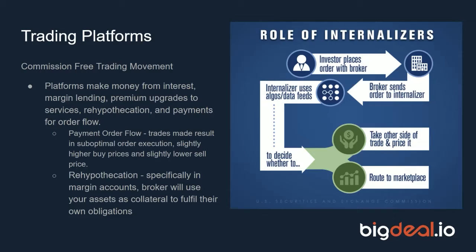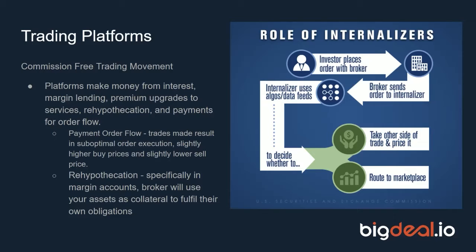Robinhood was probably the biggest known commission-free trading platform that propelled this commission-free trading movement, and forced the other brokerages to follow. Robinhood was the first to offer commission-free trading, and now we have companies like Webull, TD Ameritrade, E-Trade, Charles Schwab, all offering commission-free trading, or near commission-free trading. But how do these platforms actually make money? We're going to talk about how they do that here.